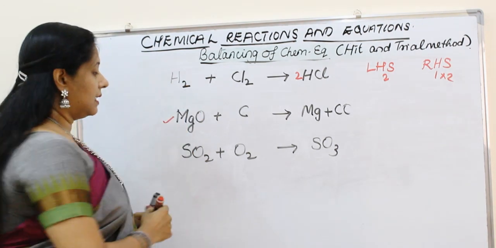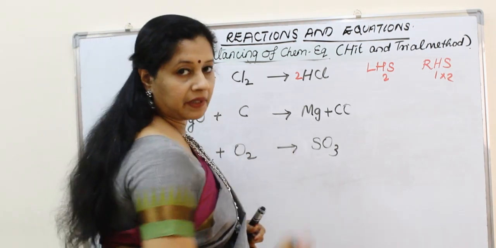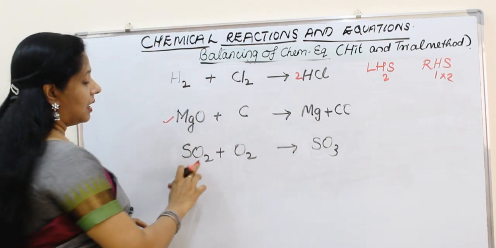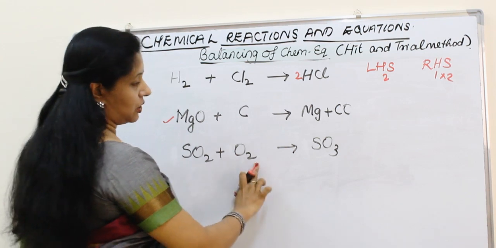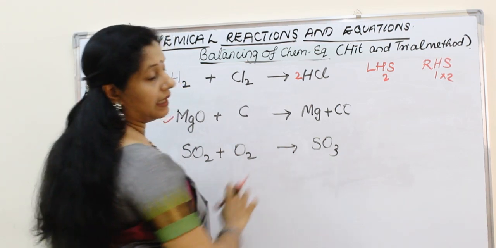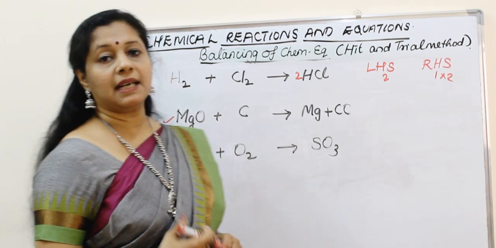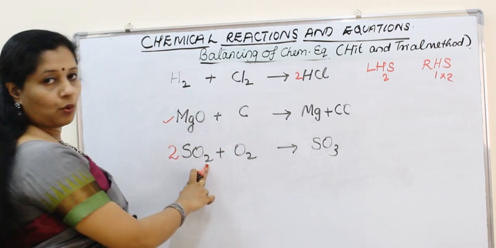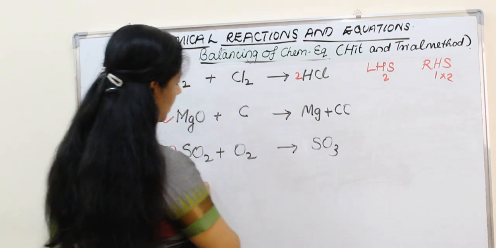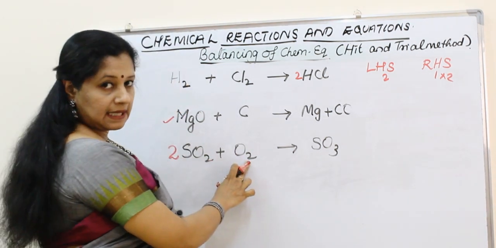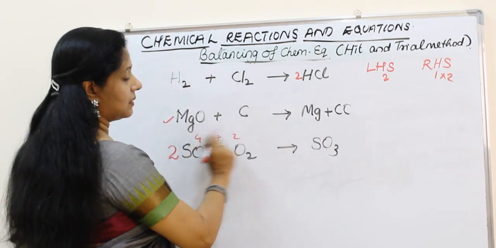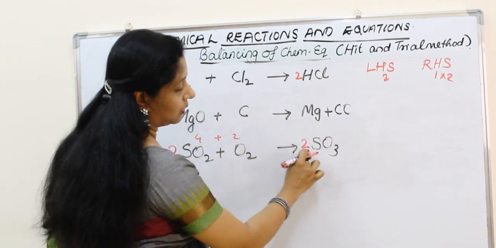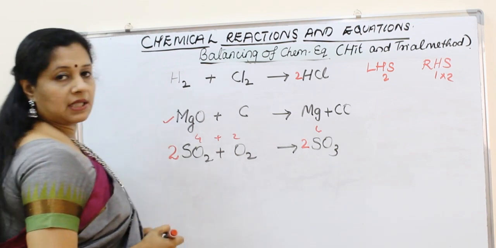Now this one, sulfur dioxide plus oxygen gives sulfur trioxide. Sulfur is 1, here also 1. Okay, we are happy. But oxygen here is 2, 2 plus 2, that is 4. But here only 3. So next we can make it 6. If I put a 2 here, oxygen will become 2 into 2, 4. Here also 4. Here 2 into 2, 4 plus 2, 6. To make this 3 into 6, here we will put a 2, so 3 into 2, this is also 6. Oxygen is 6.